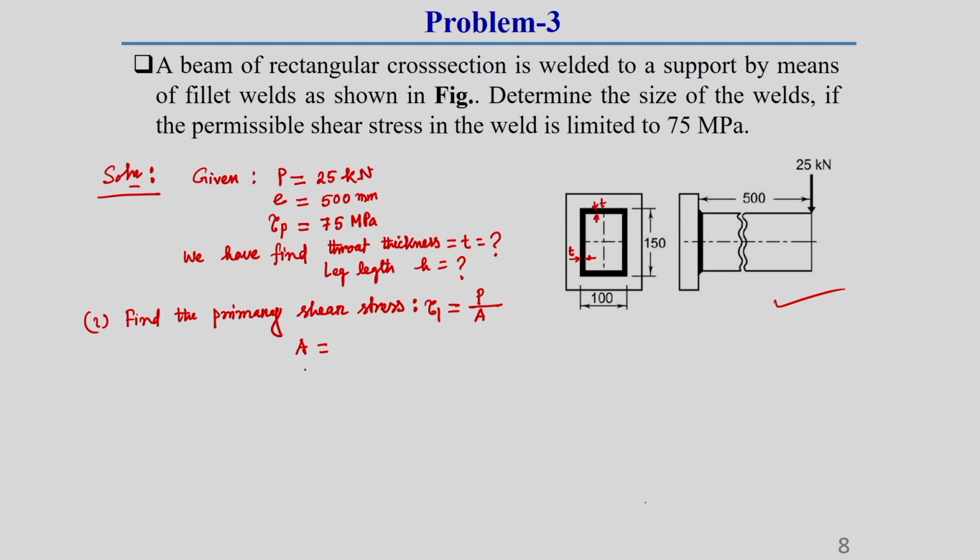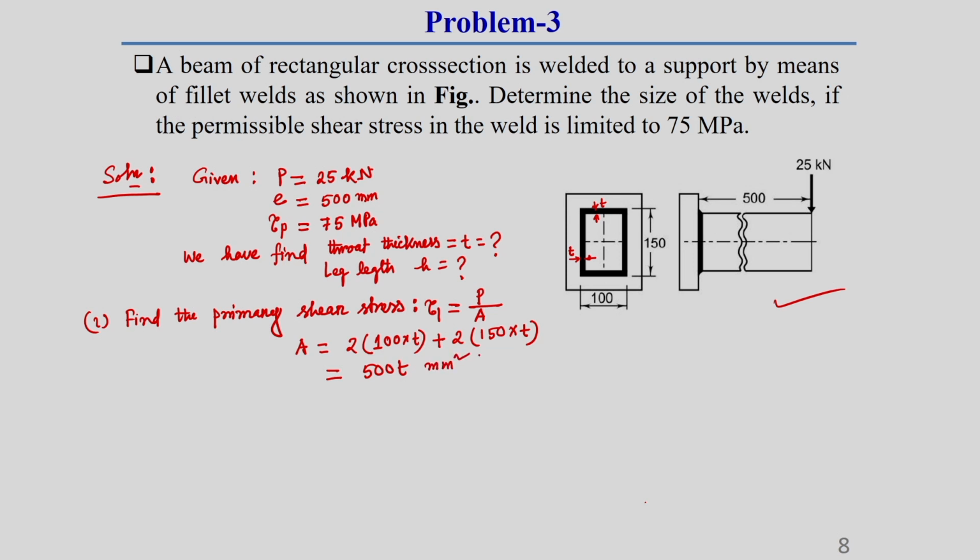If the throat thickness is T and the lengths of the vertical and horizontal welds are given as 100 and 150, we can easily find the area. There are 2 horizontal welds, so their cross section will be 2 into 100 into T, and there are 2 vertical welds, so 2 into 150 mm length into throat thickness T. This will give us 500 T, correct.